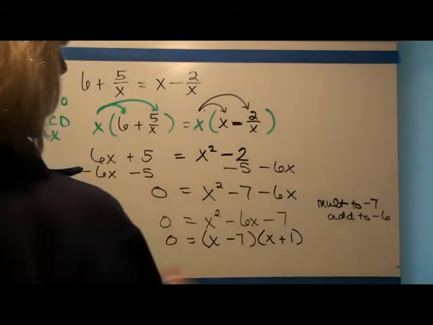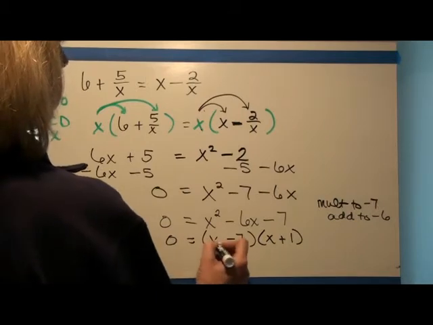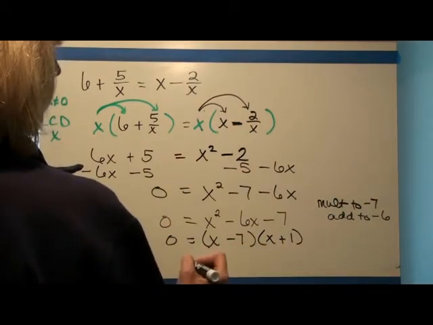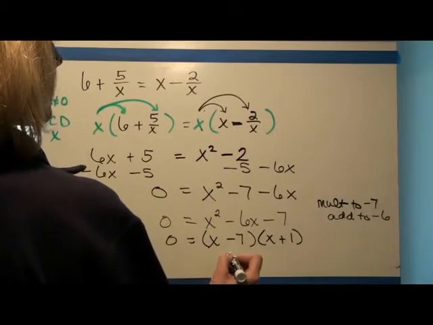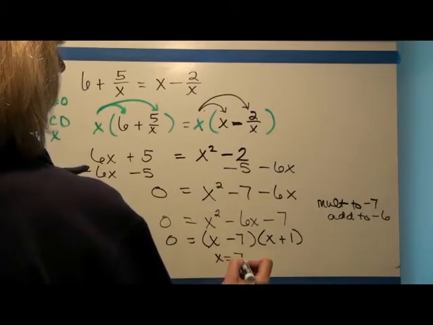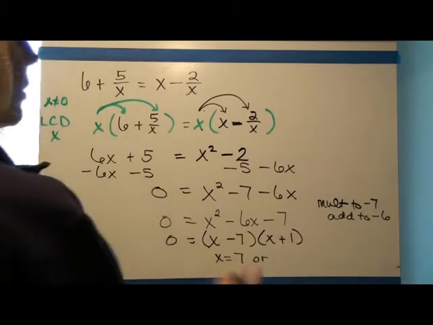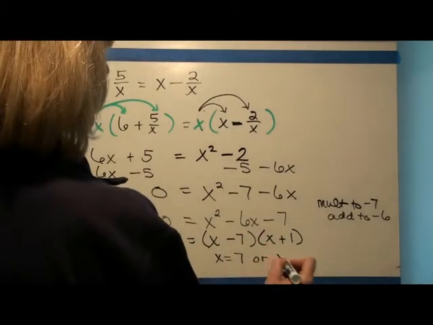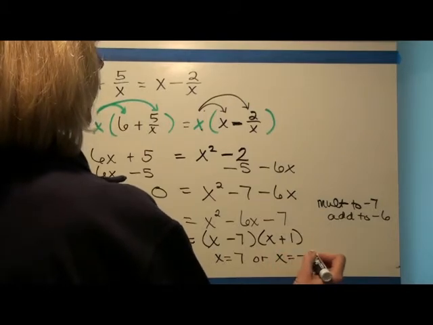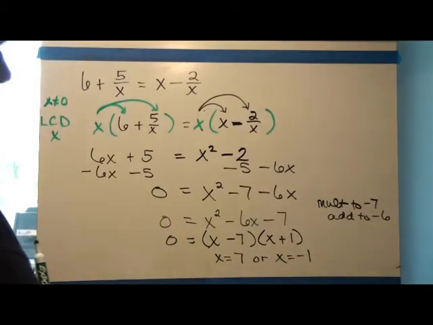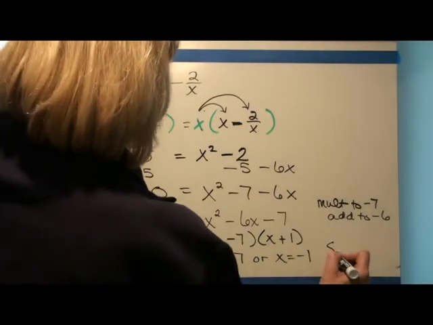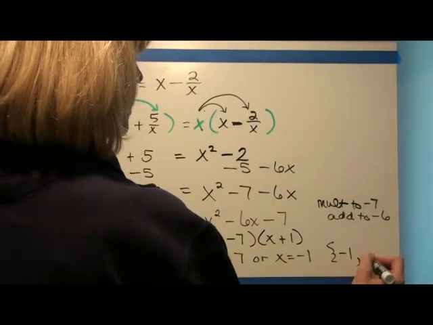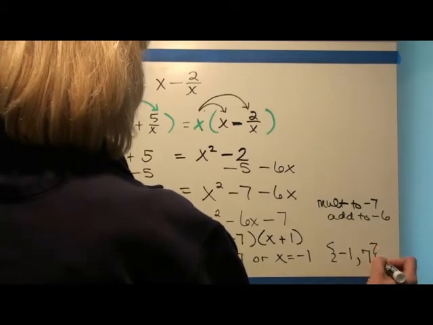It turns out that I have two solutions here. One of my solutions comes from the fact that x minus 7 equals 0. That will give me the solution 7. Or I could take this and set it equal to 0, which would give me x is equal to negative 1. A shorthand way to write that solution is to put it in a solution set in numerical order, so the smaller one and then the larger one.